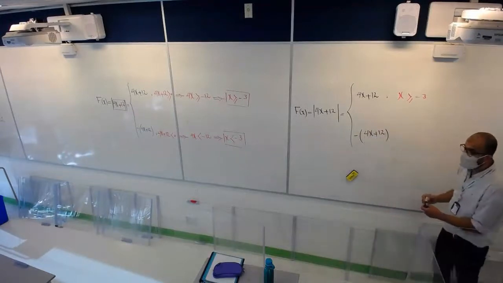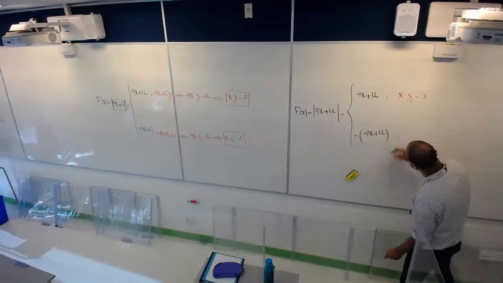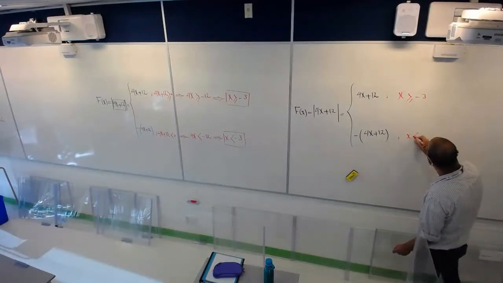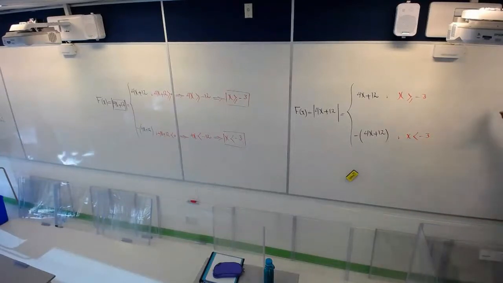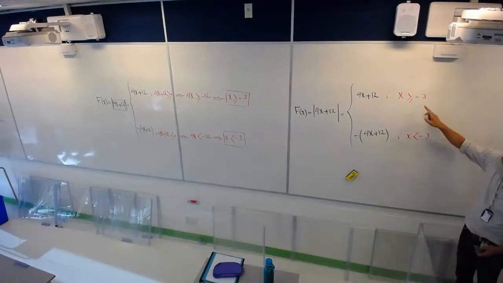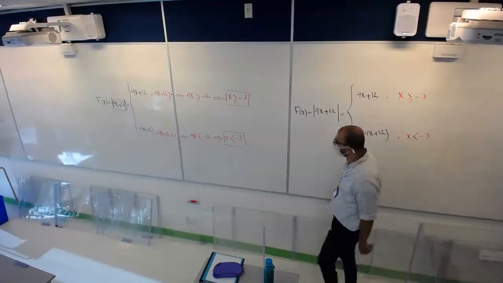The second head on that human body, if and only if, I put a semicolon, x is less than minus 3. Okay with the final answer? That's right. That's the final answer. Makes perfect sense. These are the domains of the function. I'm not talking about the range in 1 second.